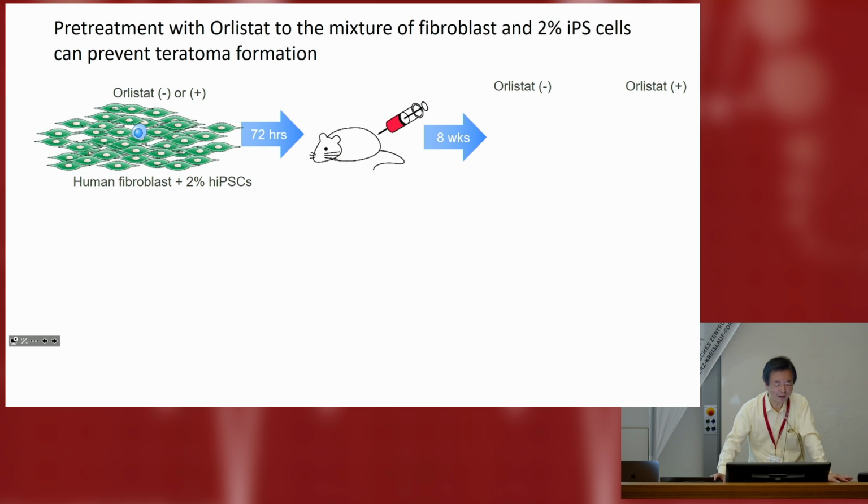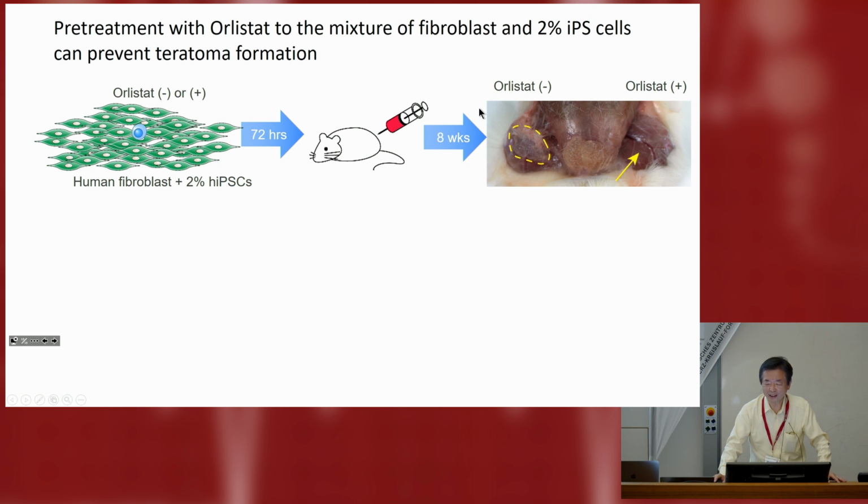Next, we performed teratoma formation assay using human fibroblasts plus 2% iPS cells. We treated these cells with or without orlistat for 72 hours, and we transplanted them into immunodeficient mice. And the result is like this. The left-hand panel is orlistat untreated cells, and the right-hand side is orlistat treated cells.